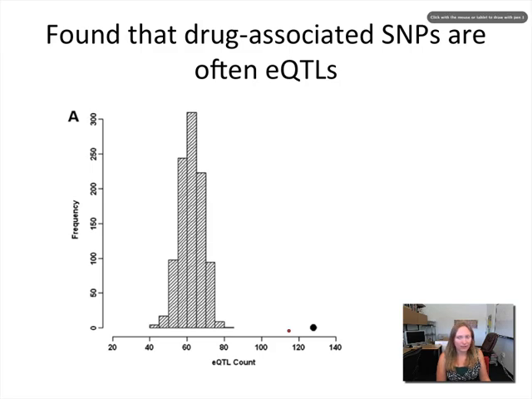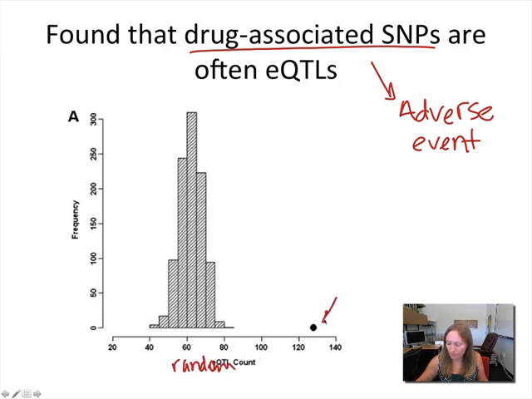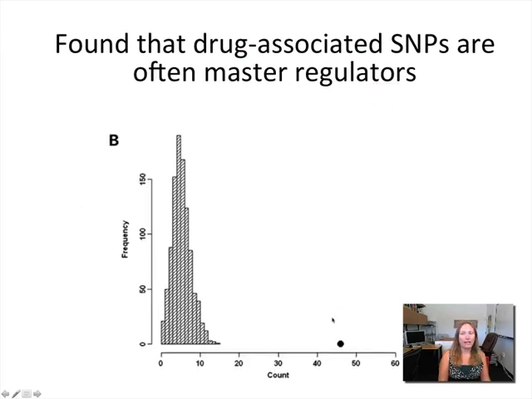These are the same type of plots as they showed last time. They found that drug-associated SNPs that are associated in this case with the adverse event are often EQTLs, more often than random, much more often than random, which is great. And that the drug-associated SNPs are more often than random master regulators. This is the random again.